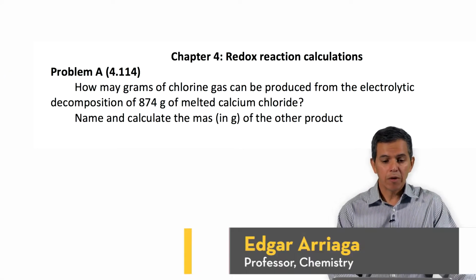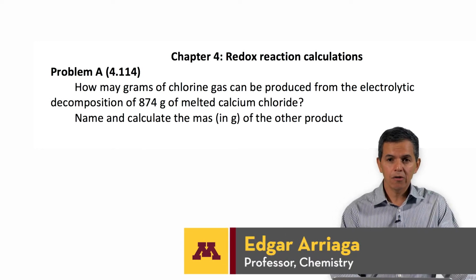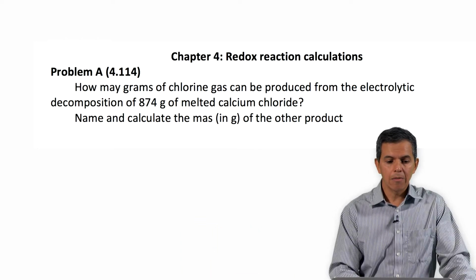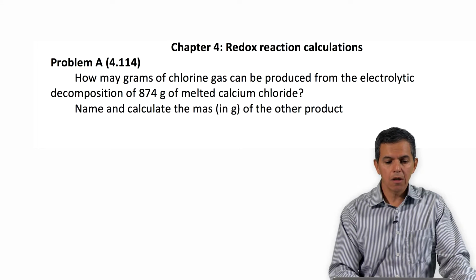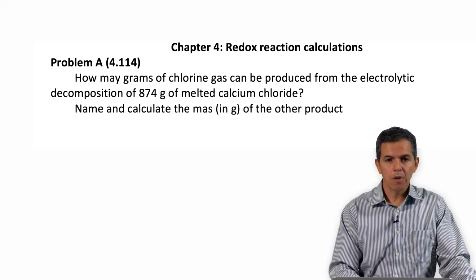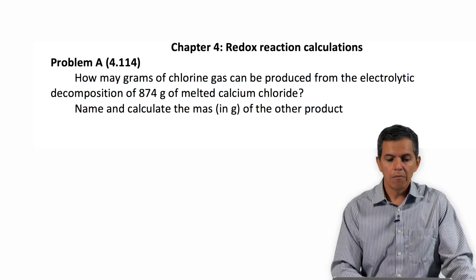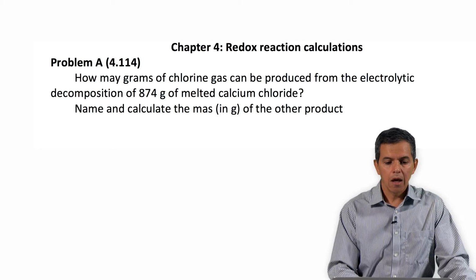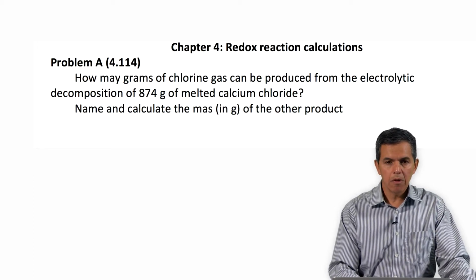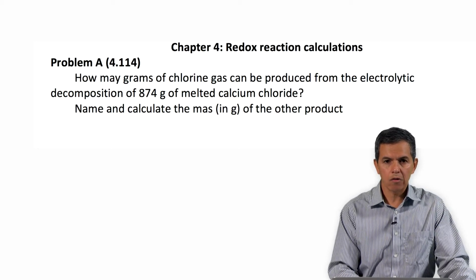This is a problem to practice how to solve redox reaction calculations, and the problem consists of imagining a redox reaction in which chlorine gas is being produced after using an electrolytic decomposition of melted calcium chloride. Please read this problem, then propose a solution, and then start working on that solution.